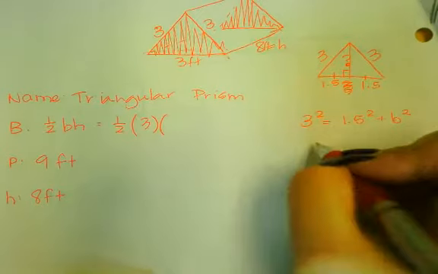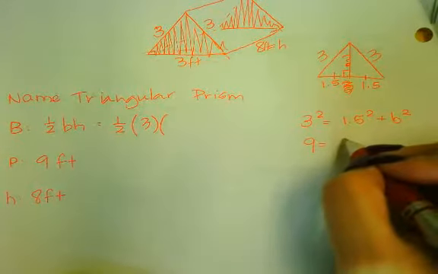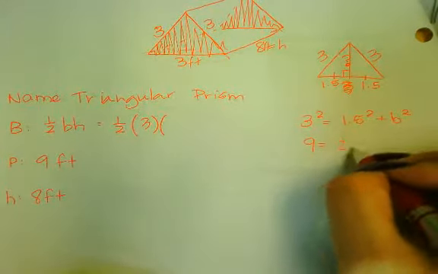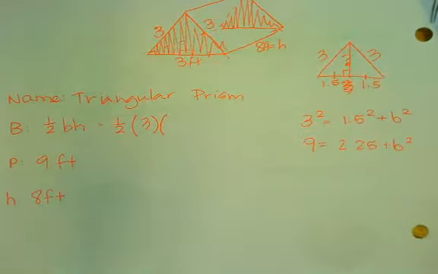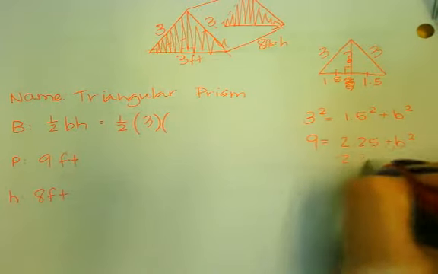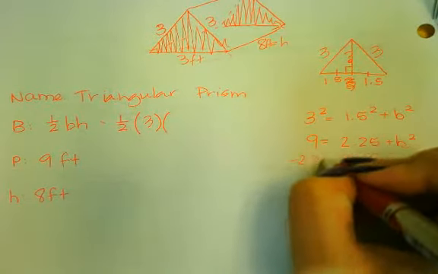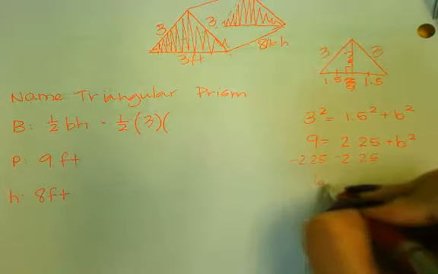So I have 9 equals, what's this? 2.25 plus b squared. This is Coach Clone. Yes. Welcome, bye-bye. Actually, let's see your given. Okay, so I subtract 2.25 from both sides. What do I get? 6.75 equals b squared. So what is my height?